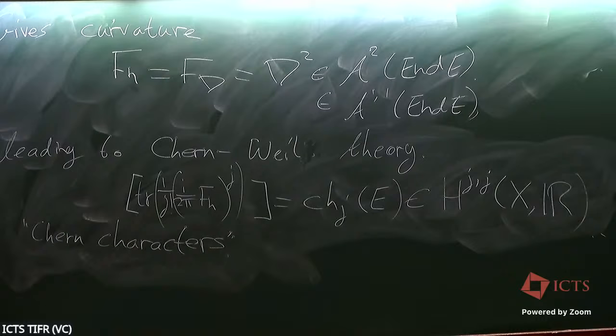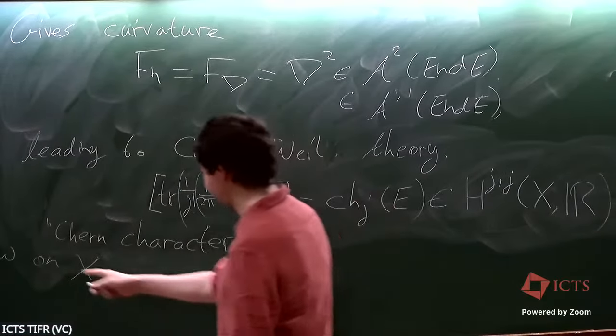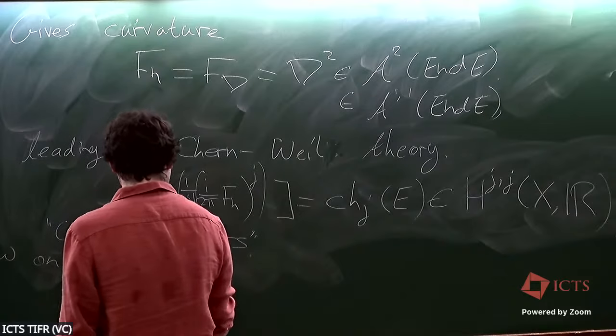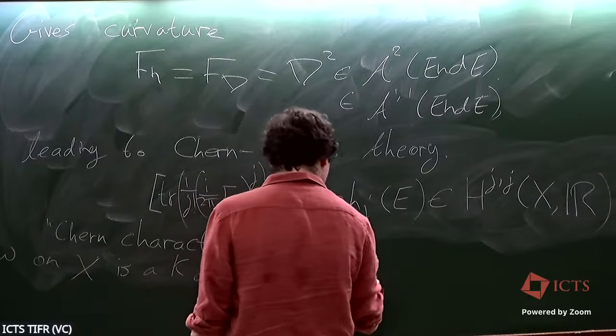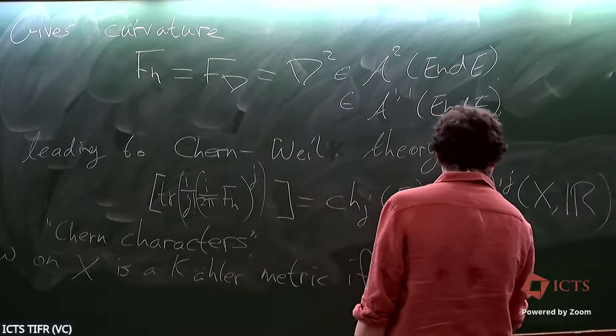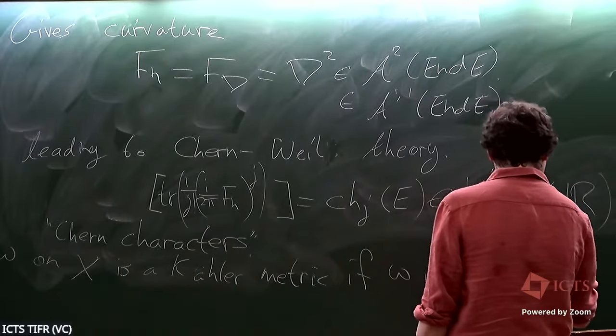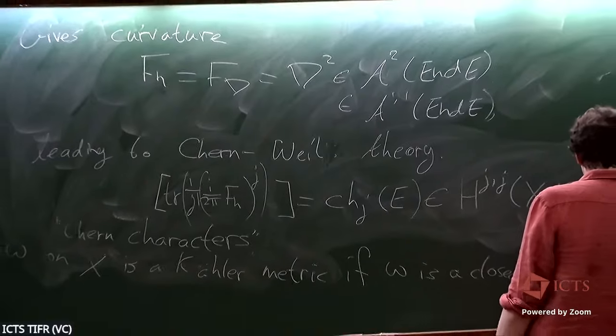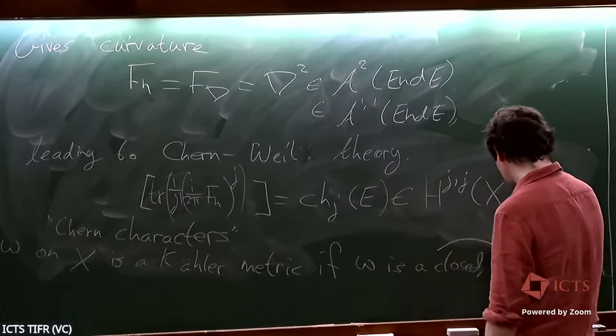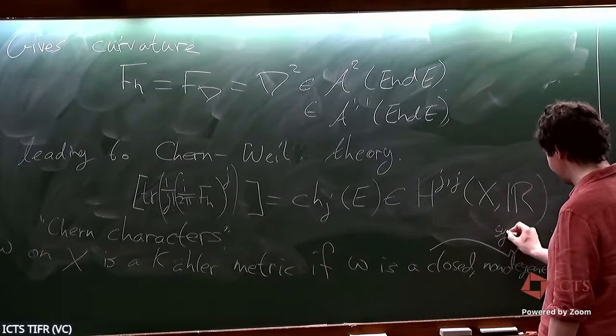The next thing that we want to do is say a little bit about the metric geometry of complex manifolds themselves. So this sort of ends the period on vector bundles for the moment. Omega on X is a Kähler metric if, first of all, omega is a closed non-degenerate two-form. This will be important later again. This is called a symplectic form.